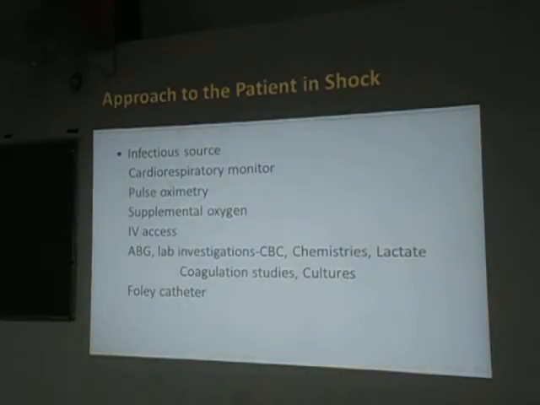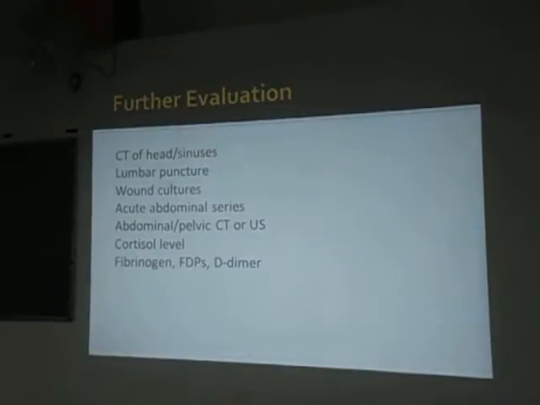Then, if you have this setup where you can have ABG, CBC, chemistries, it will be helpful. Foley catheter to know the urine output. So for further evaluation, if there are any RTA injuries, as we saw in the previous slide, it can be CT, lumbar puncture, wound cultures, because lumbar puncture will help you in understanding the sepsis. Wound cultures, acute abdominal series. For example, maybe a post-operative case, abdominal pelvic scan, all these things will be helpful. D-dimer will help you in finding out MI.